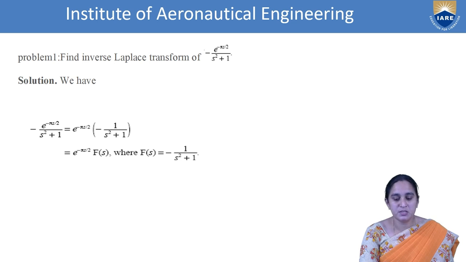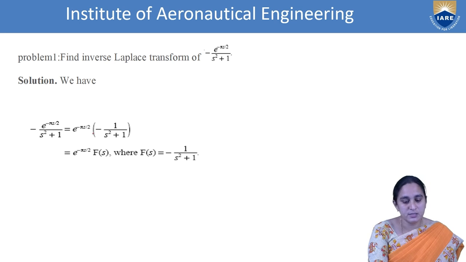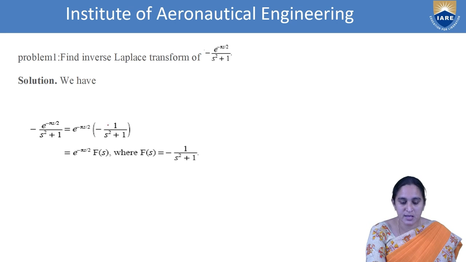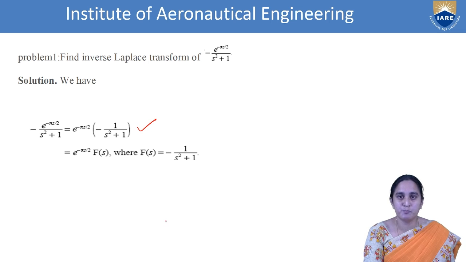Find the inverse Laplace transform of e power minus pi s by 2 by s square plus 1 minus e power minus pi s by 2 by s square plus 1. First I'm taking the given question, I'll take e power minus pi s by 2 outside and the remaining as 1 minus 1 by s square plus 1. Once you observe, which is in the form of the second shifting property.